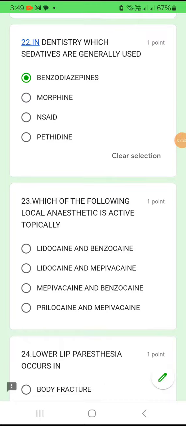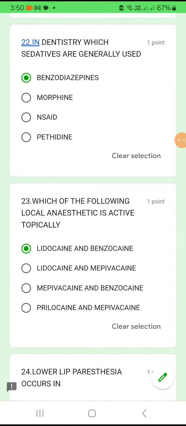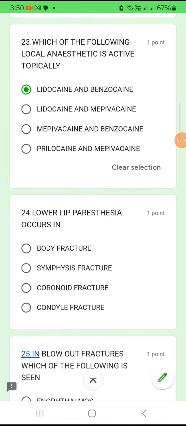Question number 23. Which of the following local anesthetic is active topically? Lidocaine and benzocaine, lidocaine and mepivacaine, mepivacaine and benzocaine, prilocaine and mepivacaine. So the local anesthetic which is active topically, also you can use, is lidocaine as well as benzocaine. Option A, benzocaine. Okay.